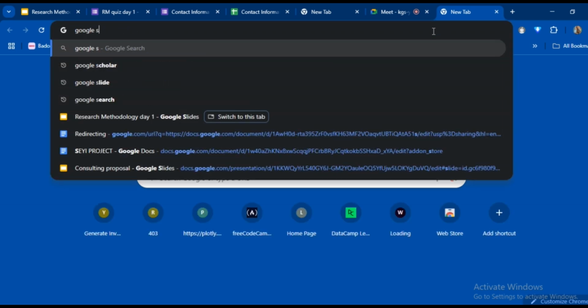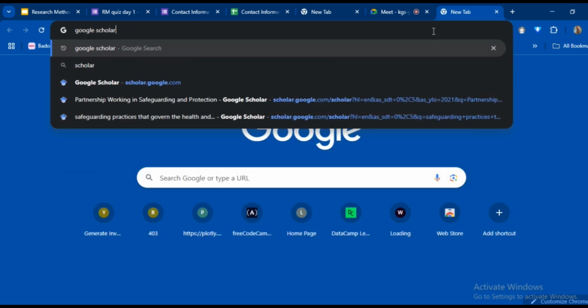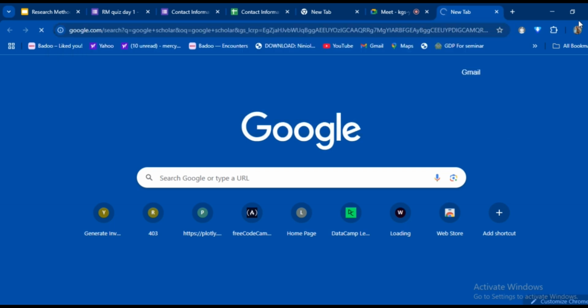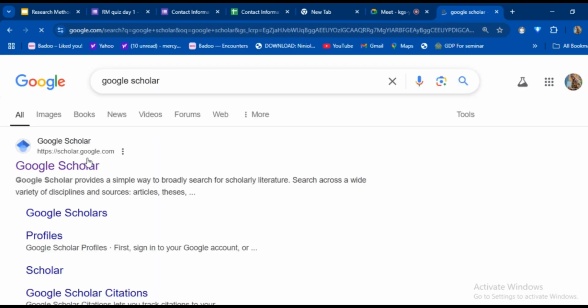Because Google Scholar is one of the... I'm sorry if the screen is tiny. I think it will be... I will try to increase the font soon.